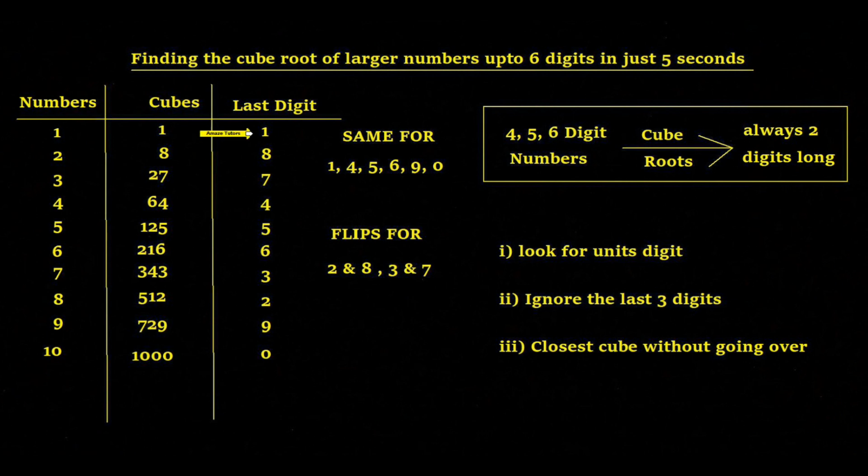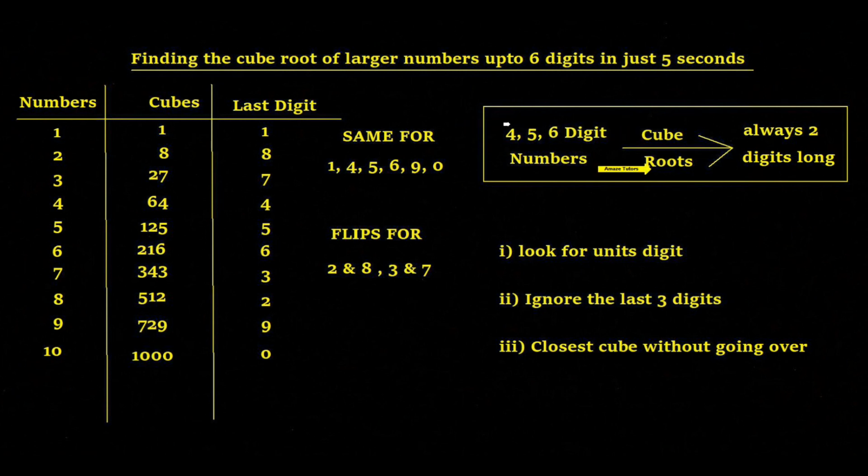And when you look at the pattern, the last digits are the same for 1, 5, 4, 6, 9, 0. The cube of 1 ends with 1, 4 with 4, 5 with 5, 6 with 6, 9 with 9, and 0 with 0. But it flips for 2 and 8. 2 ends with 8, 8 ends with 2. In the same manner 3 and 7 flip each other. 3 ends with 7, 7 ends with 3. This is the meaning. Now I will tell you one more important point, students.